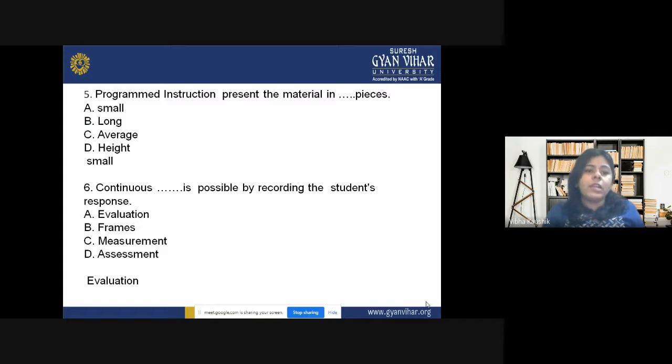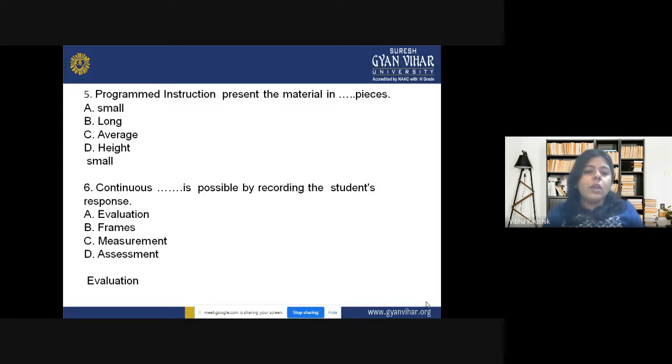Now you have to select the correct one on the basis of the given choices, and what will be the correct answer? The correct answer will be option A, that is small. So we can say in program instruction, the material that has been presented through the program, this information is presented in small pieces in front of the learners.